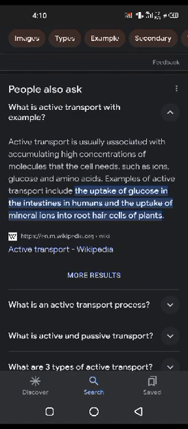Active transport is usually associated with accumulating high concentration of molecules that the cell needs, such as iron, glucose, and amino acid. Examples of active transport include the uptake of glucose in the intestines in humans and the uptake of mineral ions into root hair cells of plants.